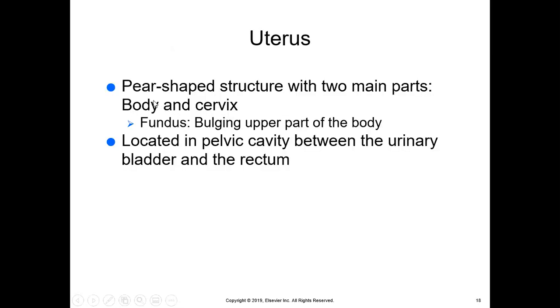The uterus is a pear-shaped structure with two main parts. First, it has the body and the cervix. The body is the main portion of the uterus. The cervix is the opening into the vagina. And then in the body, you have a fundus, which is the bulging upper part of the body. The uterus is located in the pelvic cavity between the urinary bladder and the rectum.